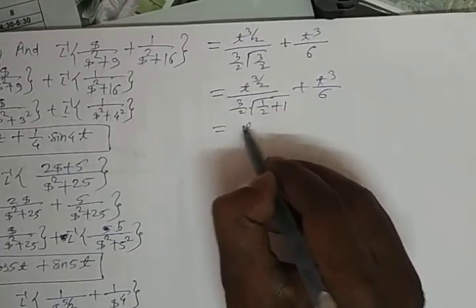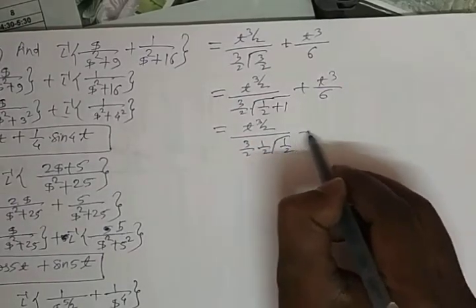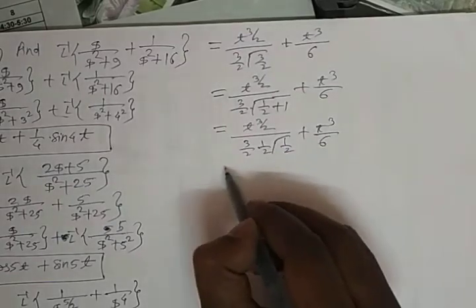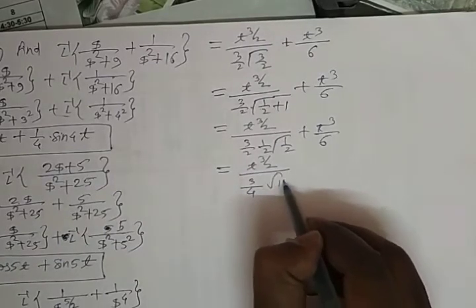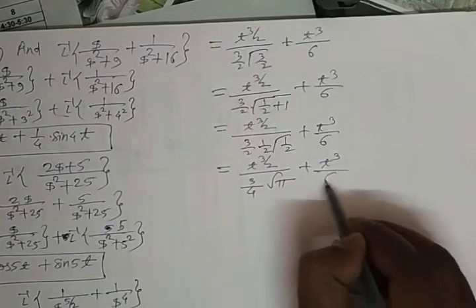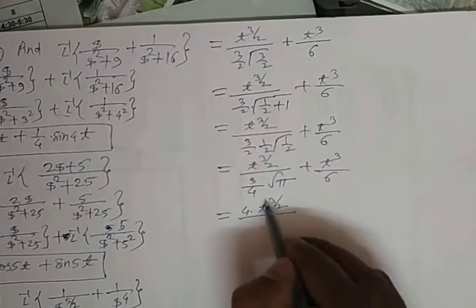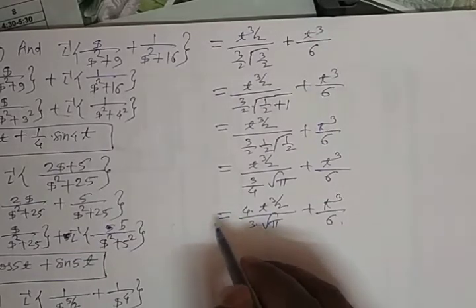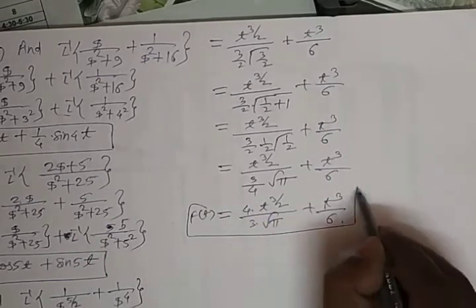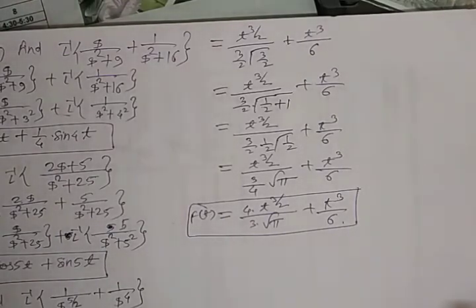That is equal to t raised to 3 by 2 upon 3 by 2 into 1 by 2 gamma 1 by 2 plus t raised to 3 upon 6. 2 twos are 4 and gamma 1 by 2 will be root pi, plus t raised to 3 upon 6. That is equal to, this 4 can be taken at the numerator, so t raised to 3 by 2 upon 3 into root pi plus t raised to 3 upon 6. So this is the value of f of t. In this way we can solve the numericals depending on the type, that is, depending on the basic formulas of the inverse Laplace transform.